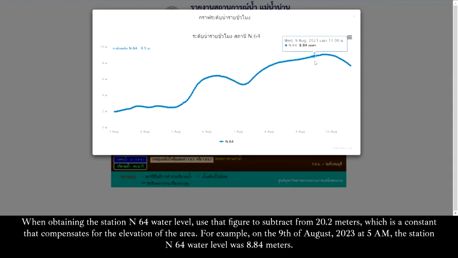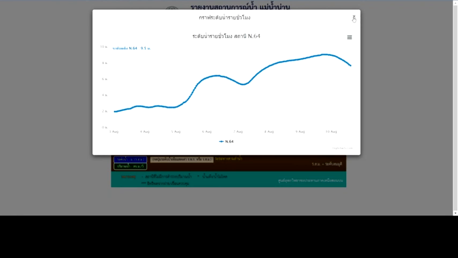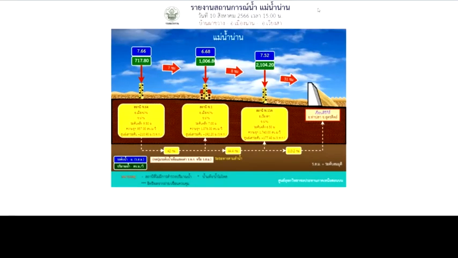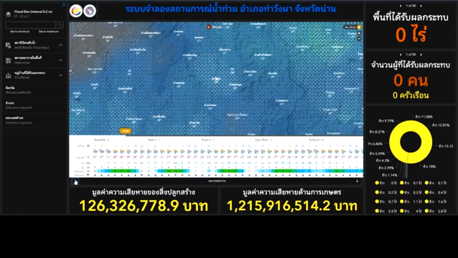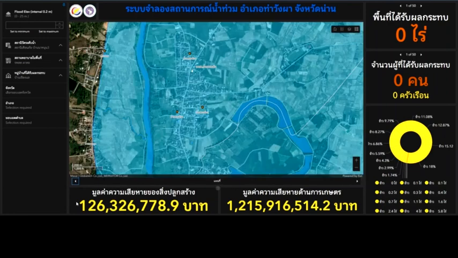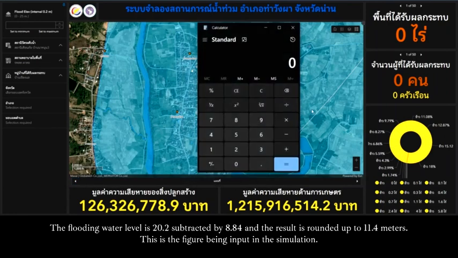For example, on the 9th of August 2023 at 5 a.m., the station N64 water level was 8.84 meters. The flooding water level is 20.2 subtracted by 8.84, and the result is rounded up to 11.4 meters. This is the figure being input in the simulation.